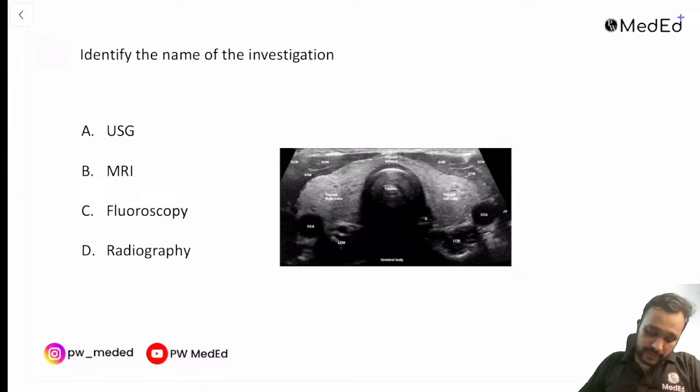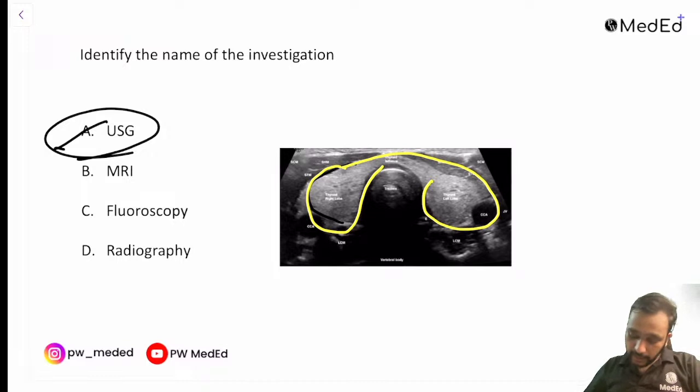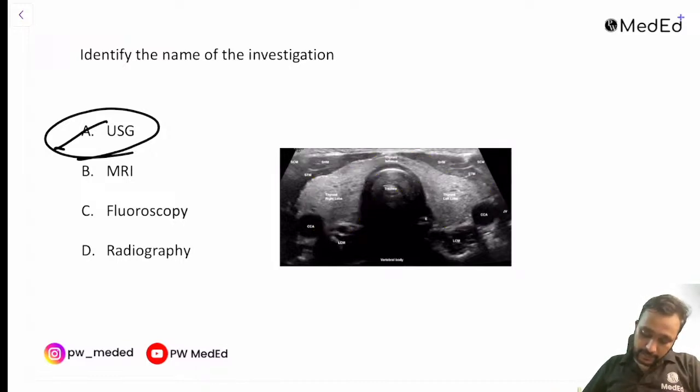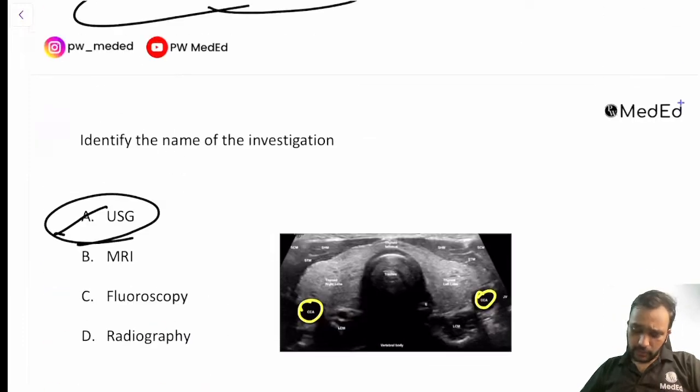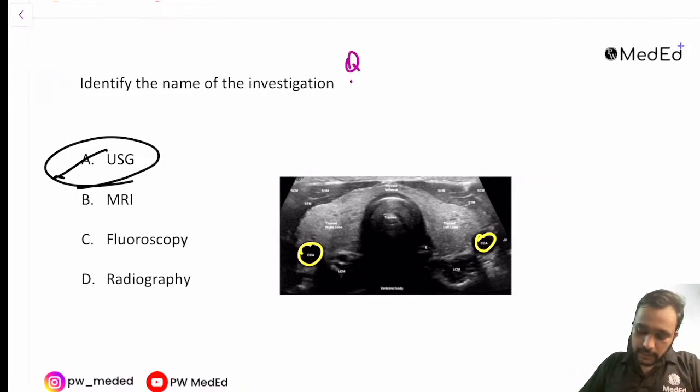The investigation being shown here is an ultrasound. And what is being shown in this ultrasound? We are being shown two lobes of the thyroid gland, right? And these are your carotid vessels. This is your common carotid artery, and this is again your common carotid artery. So remember, ultrasound is a very important investigation. Let us discuss a few important questions on ultrasound.